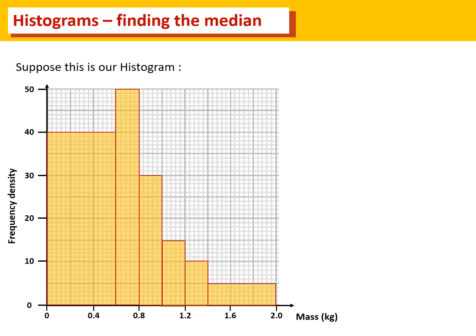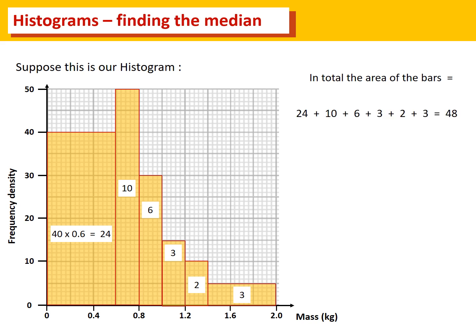Now, in this occasion, with it being a histogram, our data is given to us in diagram form, and it's the area of the bars that represent the frequency. So that first bar, that's 24 things, and working our way through, those are the areas of the bars. So our total area, if we add the totals of the areas of the bars together, is 48. So our median is the value that divides our histogram into two areas of 24.